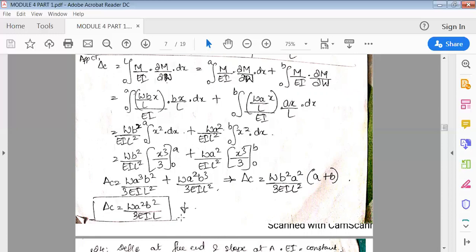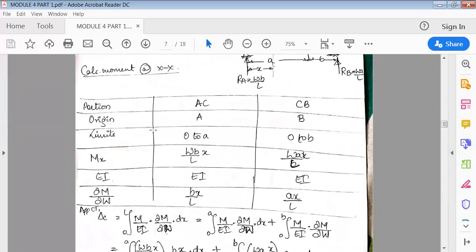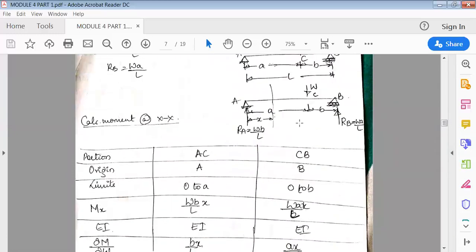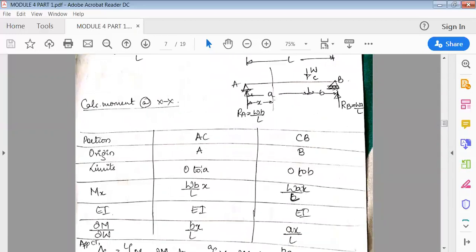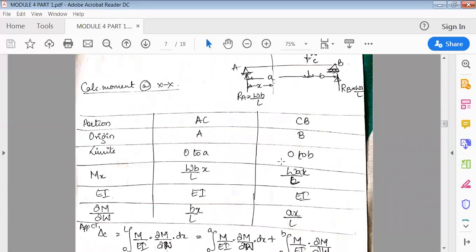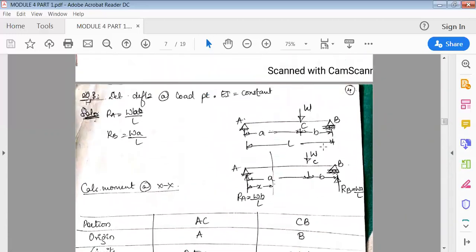And the answer is positive, so the deflection is downward. It's always better to use this table and draw when you have two different spans like this. Things become easy when you use this table. Okay, that's it for today. Thank you.